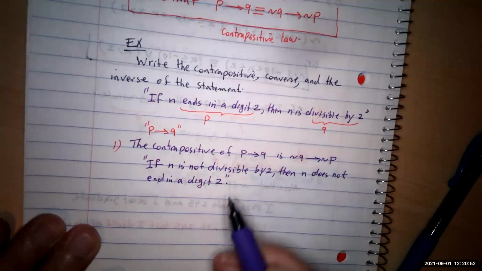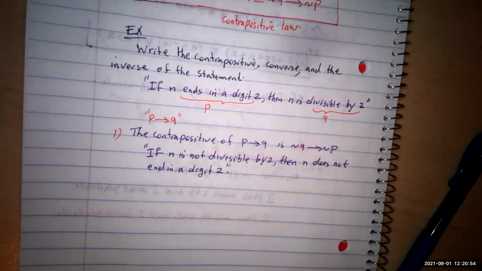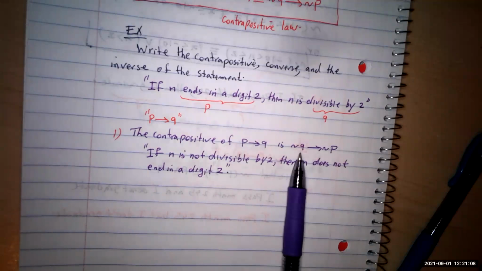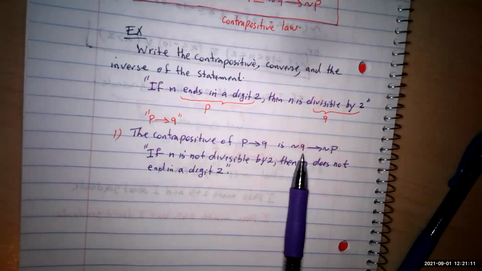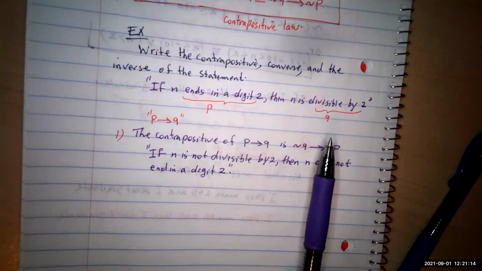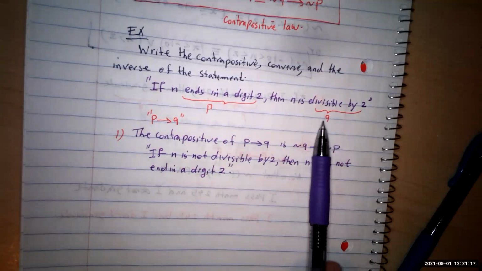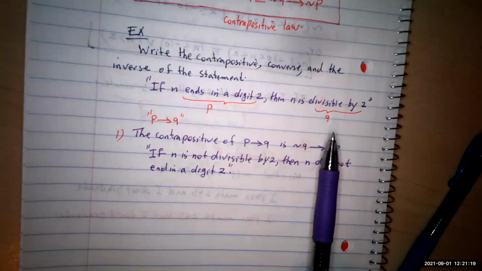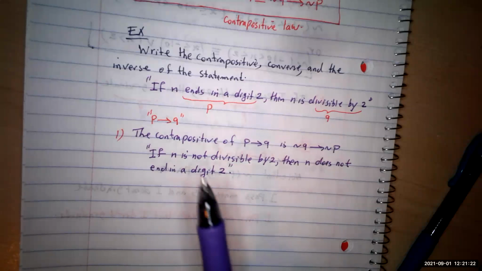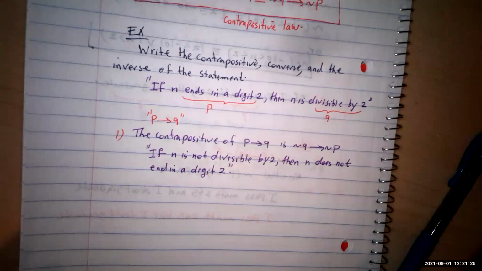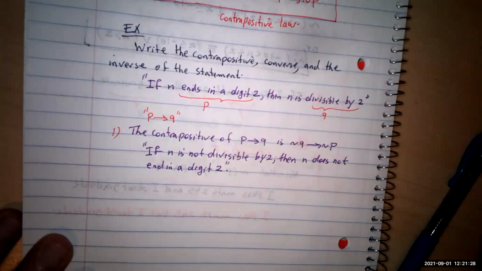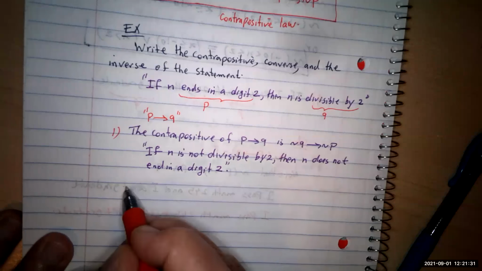Any question? So just check the formula for yourself first. The contrapositive of if P then Q would be not Q implies not P. You have to start with the if because it's a conditional one. The negation of Q would be n is not divisible by 2. So if n is not divisible by 2, then n does not end in a digit 2. That's the contrapositive. Any question? Go for the second one.